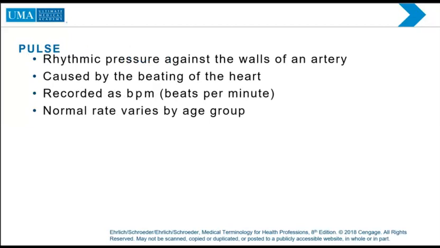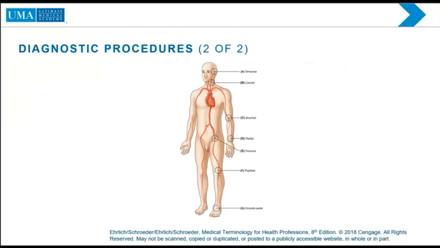Also, the pulse. This is the rhythmic pressure against the walls of the artery, caused by the beating of the heart. It's recorded as beats per minute, and the normal rate varies by age group. Continuing on with diagnostic procedures, you see here in this diagram the different body parts and what they are referred to. You see the temple, the carotid, brachial, radial, femoral, popliteal, and dorsalis pedis.